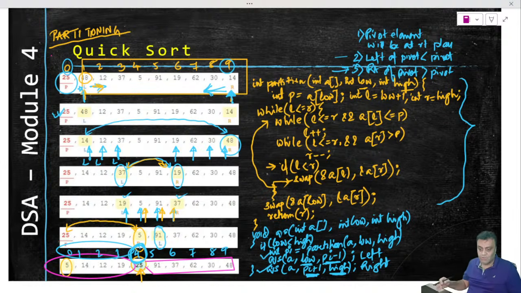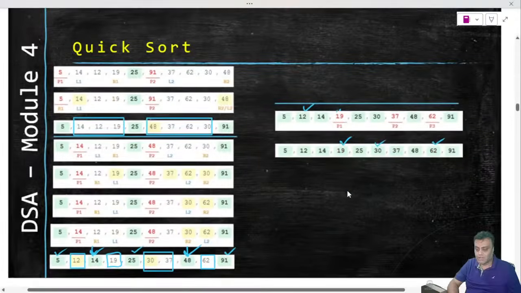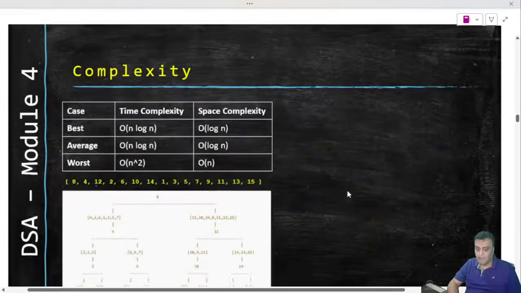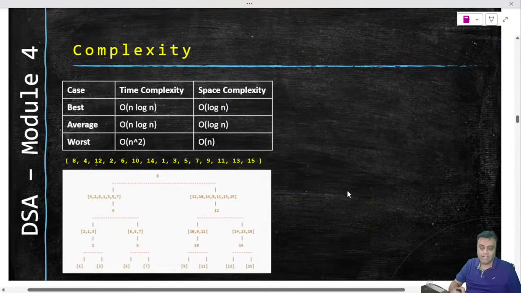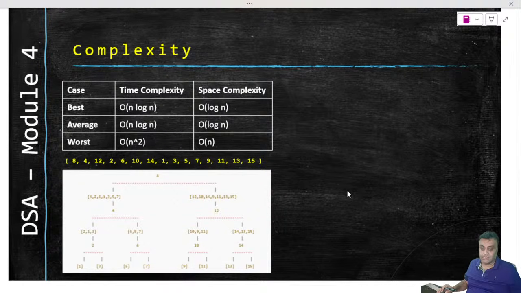So this is what you need to remember. I hope I could make it easier for you to understand. If not, try to rewind and watch again. We will move on to the complexity calculations of this. This comes quite often, so please pay attention to what we will be discussing now.